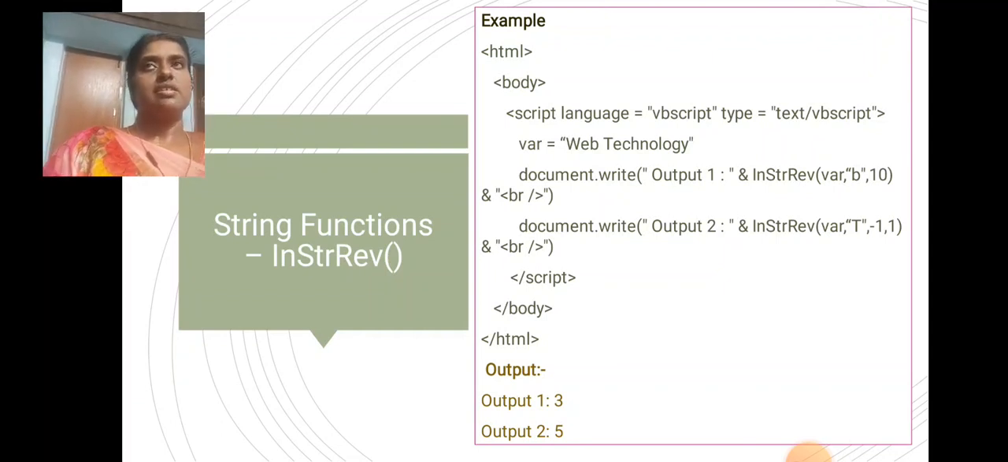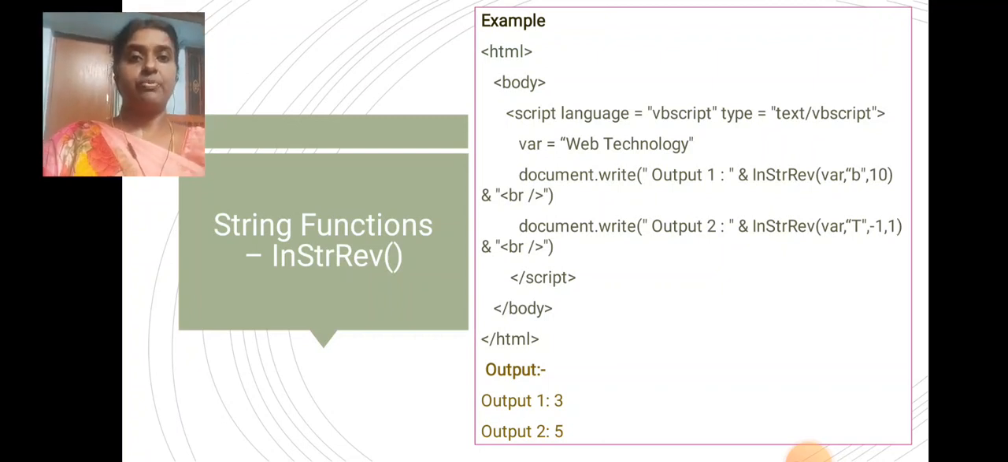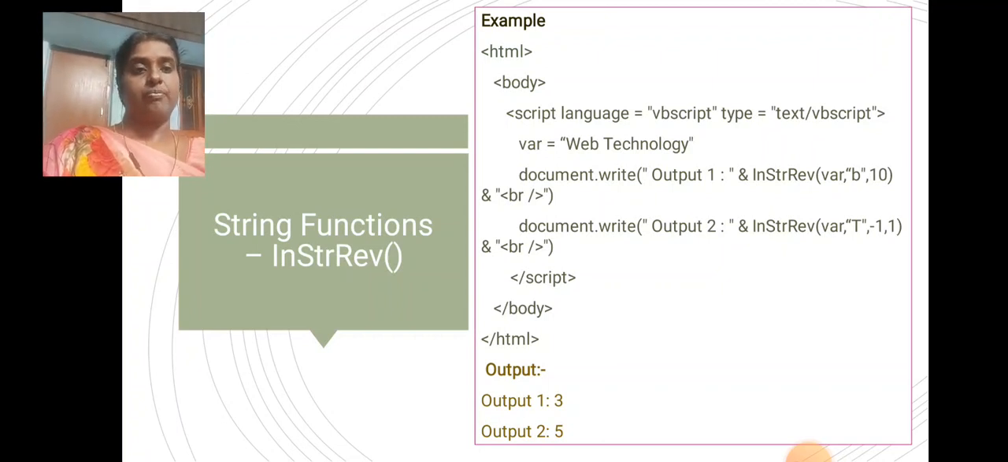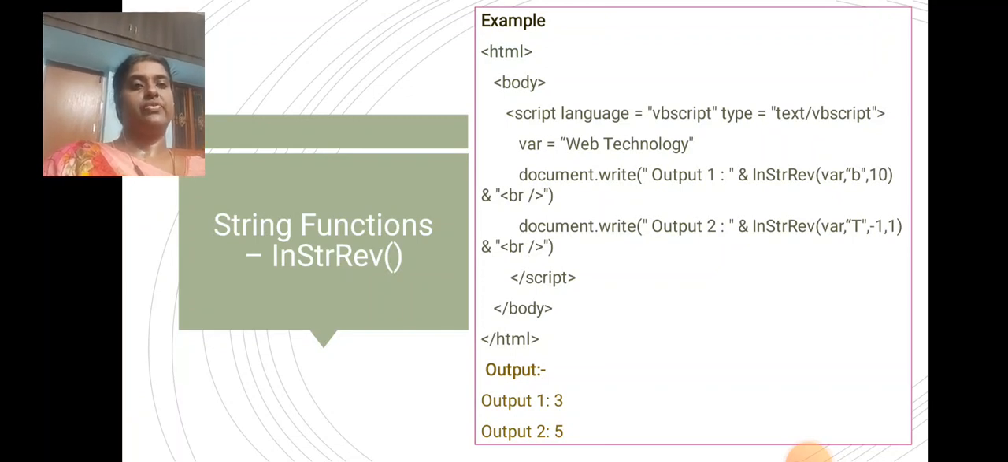We have to start the search there because InStrRev will search the value from the end of the string. So from n we are going to compare with each character. Now, we found that b was present as the third character. The search is performed from right to left.